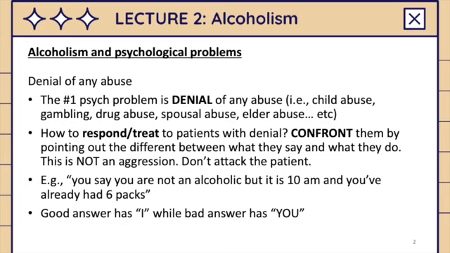You say you're not a spouse abuser, but she has a restraining order against you. You see the confrontation? You say you're not a child abuser, but Protective Services has your children. You say you're not a food abuser, but you're 400 pounds and you're 5'1". Do you see what I'm saying? It's my thyroid. Okay, it's your thyroid. All right? But the point is that they will deny what they have, and you confront it by pointing out the difference between what they say and what they do.